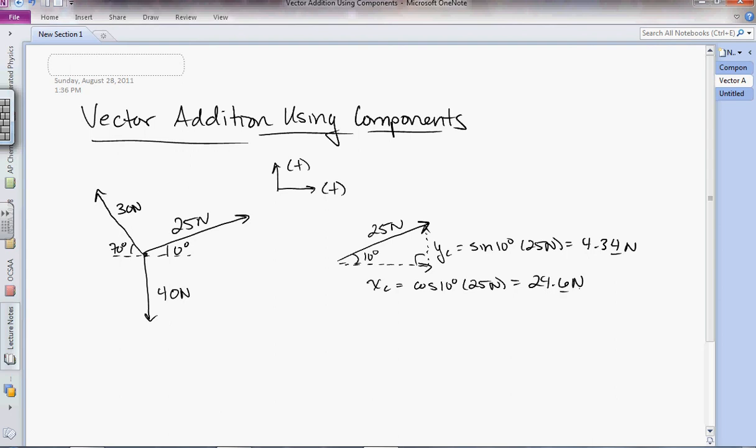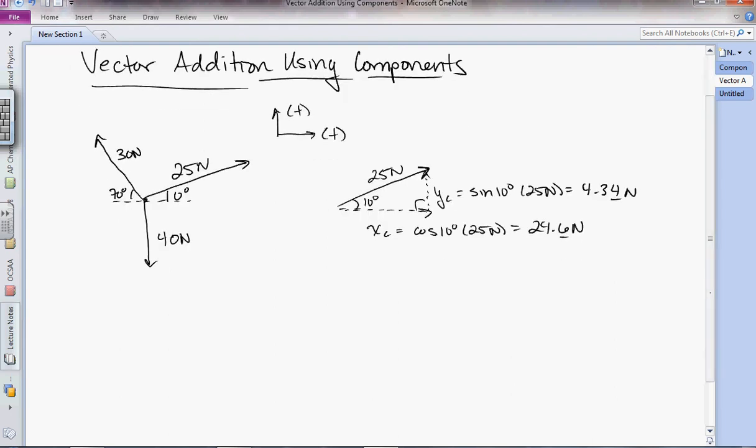24.6 newtons. We then go to the 30 Newton vector, which is pointing up and to the left, 70 degrees north of west. It will have two components, an x component that points off to the left, and a y component that's going to point up. So our magnitude here is 30 newtons. Let me backtrack a little bit. I'm going to call this xc1, yc1, because that was the first vector we used. It's always a good idea to distinguish between the different components. So this will be xc2.